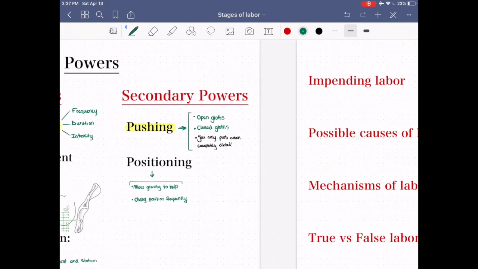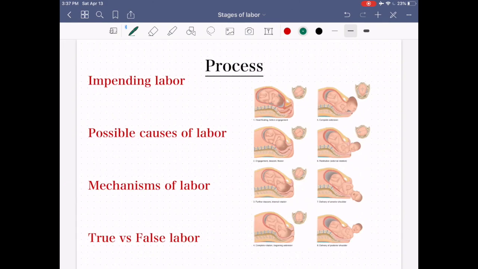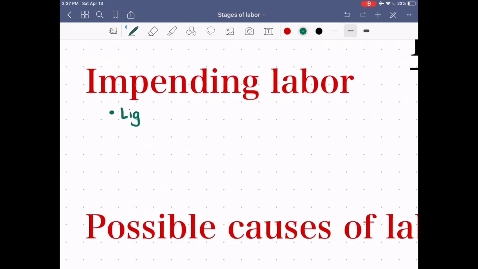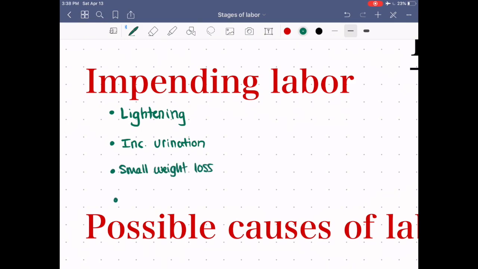Now onto the process of labor. This is going to incorporate all of the 5 P's. Now, when a woman comes in who believes she is in labor, there are some common signs we tend to find as impending signs of labor. These are lightening, increased urination, a small weight loss, Braxton Hicks, surge of energy, and vaginal secretions.